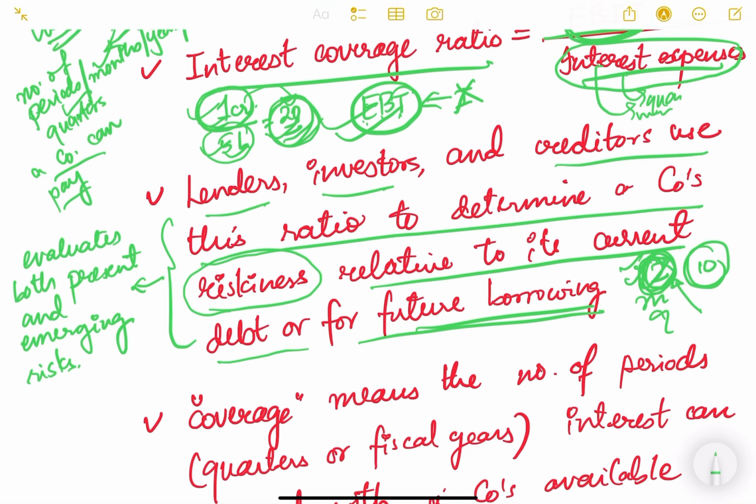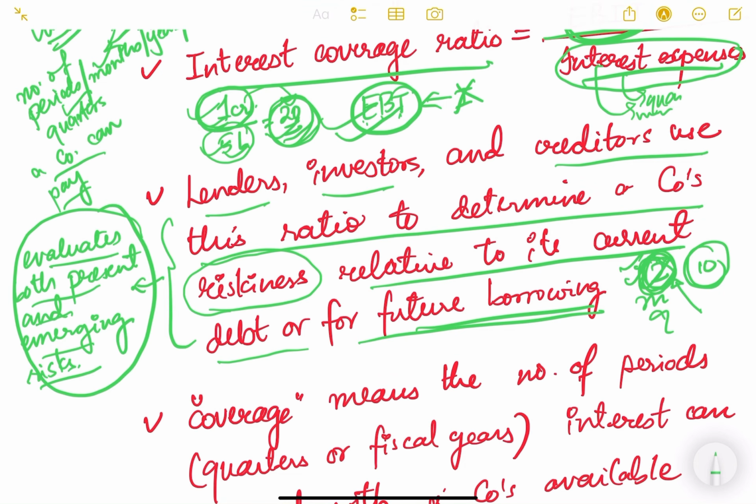Okay, so one very important thing is that interest coverage ratio evaluates both present and emerging risk. It indicates how much your present risk is, how much loan you have, how much payments you can do, and in the future also, if you take on further loans, then your interest coverage ratio will go down further because your interest expenses will increase.